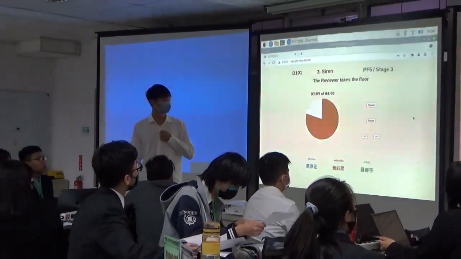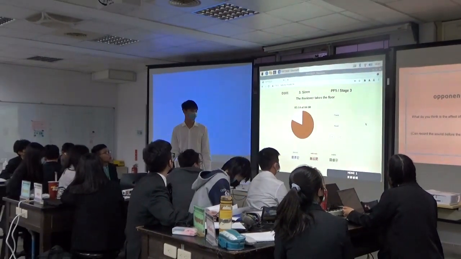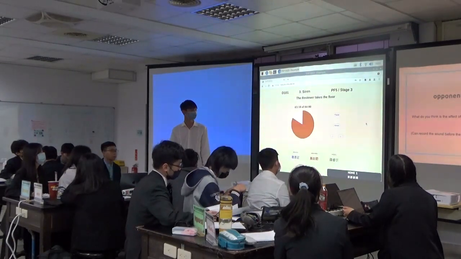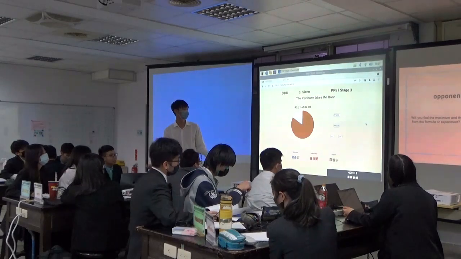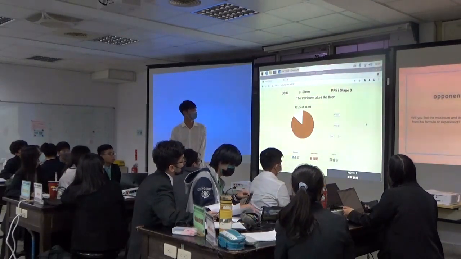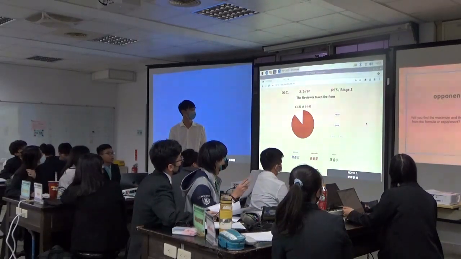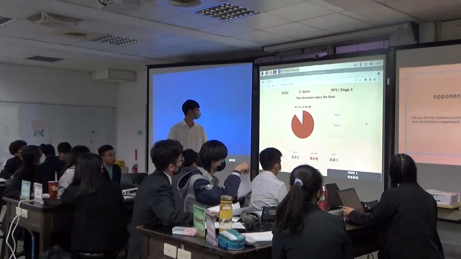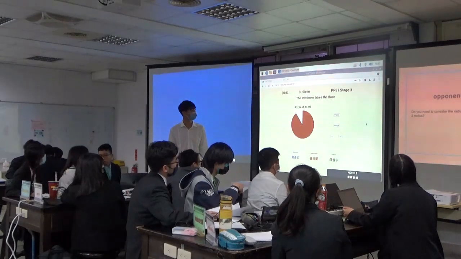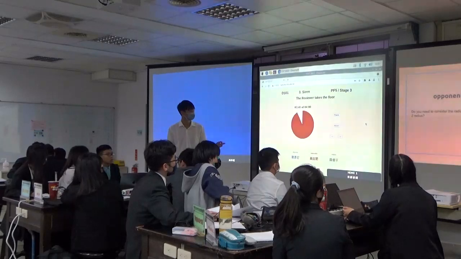I think you have to make sure it is a quiet environment because other sound may affect the experiment value. And the opponent asks, will you find the maximum and minimum from the formula or experiment? And the reporter says we find the maximum and minimum from the formula. And the opponent asks, do you need to consider a radius bigger than 2 radius? And the reporter says no.